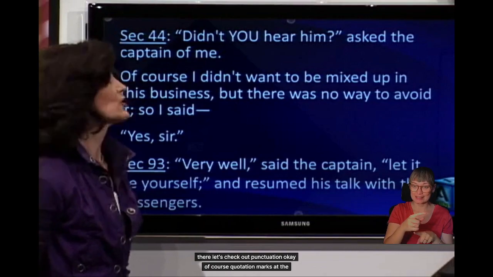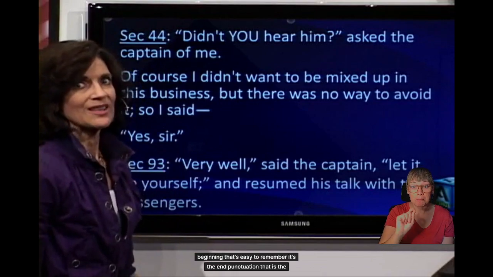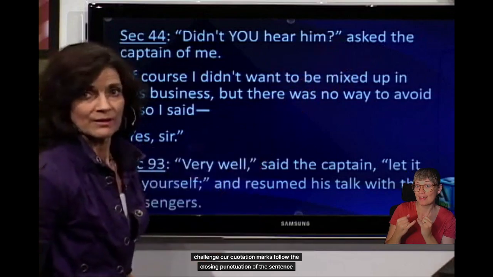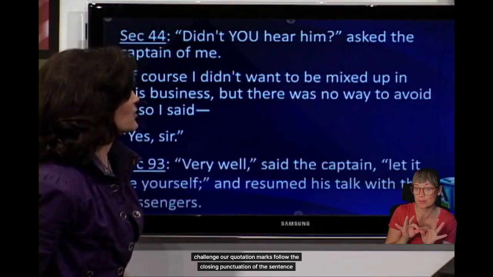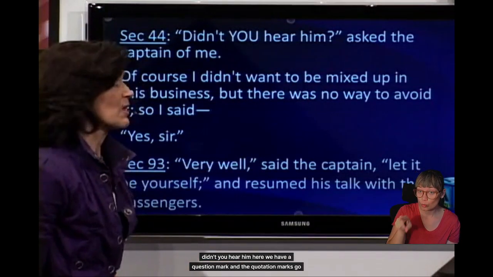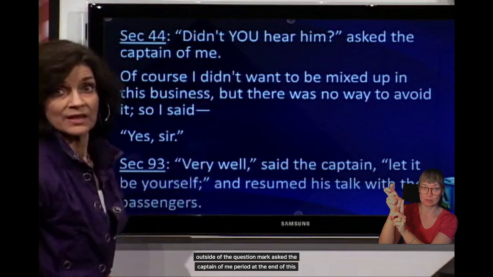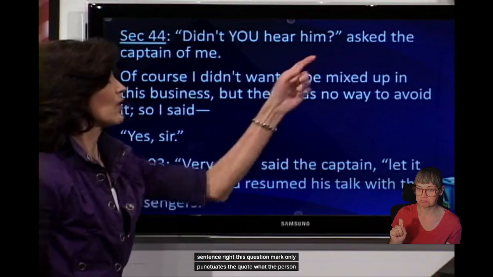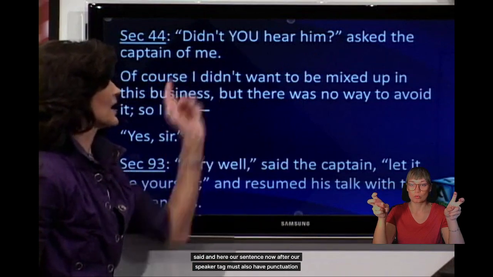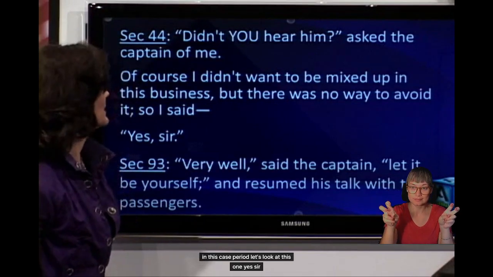Let's check out punctuation, okay? Of course, quotation marks at the beginning, that's easy to remember. It's the end punctuation that is the challenge. Our quotation marks follow the closing punctuation of the sentence. "Didn't you hear him?" Here we have a question mark, and the quotation marks go outside of the question mark. "Asked the captain of me," period at the end of the sentence, right? This question mark only punctuates the quote, what the person said. And here our sentence now, after our speaker tag, must also have punctuation, in this case, a period.